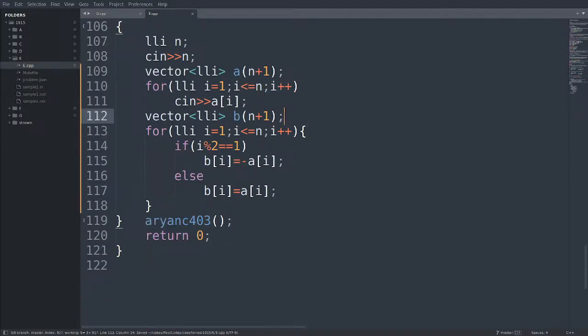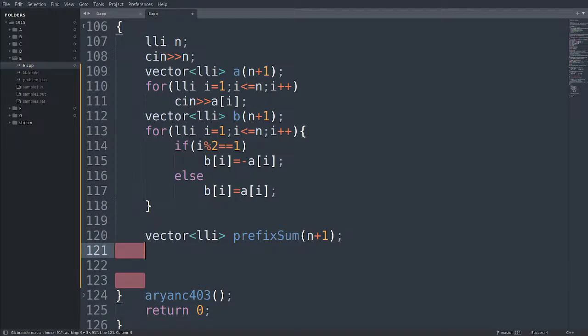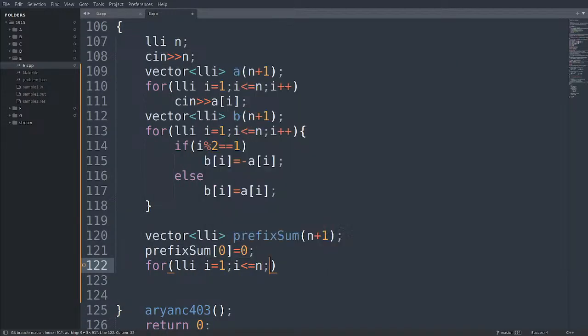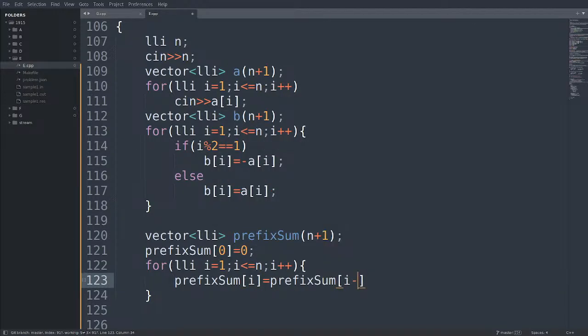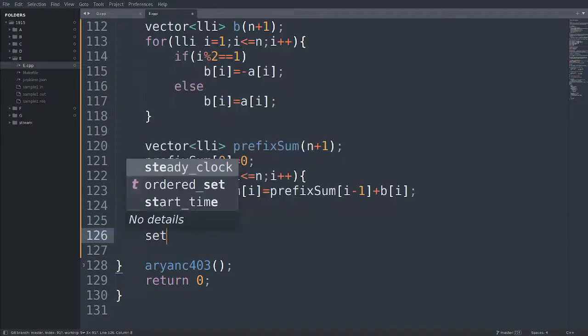Now we can also create the prefix sum array. Prefix sum of 0 would be 0 only. And if we create it for i, then the prefix sum of the first i elements would be the sum of the first i minus 1 elements plus the ith element. And now what we need to check is if this array contains duplicate elements. We can also do that using a set.